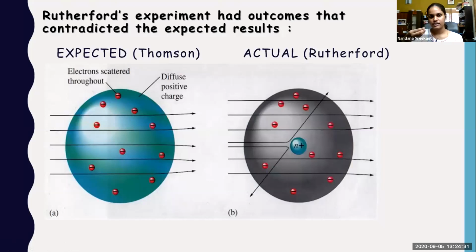The only little deflection that would have been shown was due to the slowing down of these alpha particles from air to a denser medium. However, this is not the result that he found. He got these different results than what was expected.